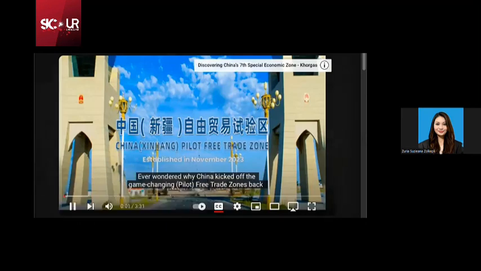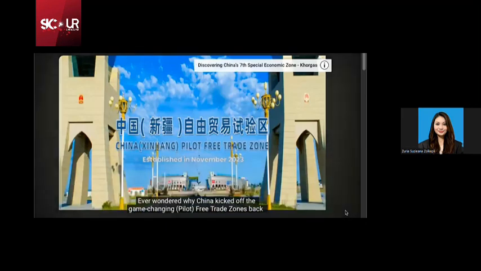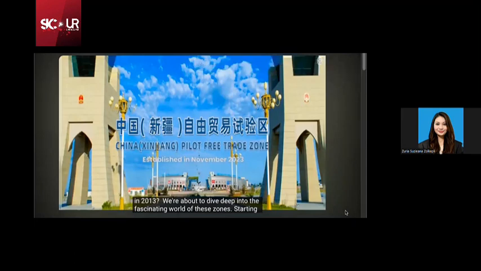Ever wondered why China kicked off the game-changing pilot free trade zones back in 2013? We're about to dive deep into the fascinating world of these zones. Starting with Shanghai, imagine a place where goods can roam freely, stored and processed without those pesky customs duties. Curious? Hit that subscribe button for more thrilling insights into China's economic game plan coming your way.